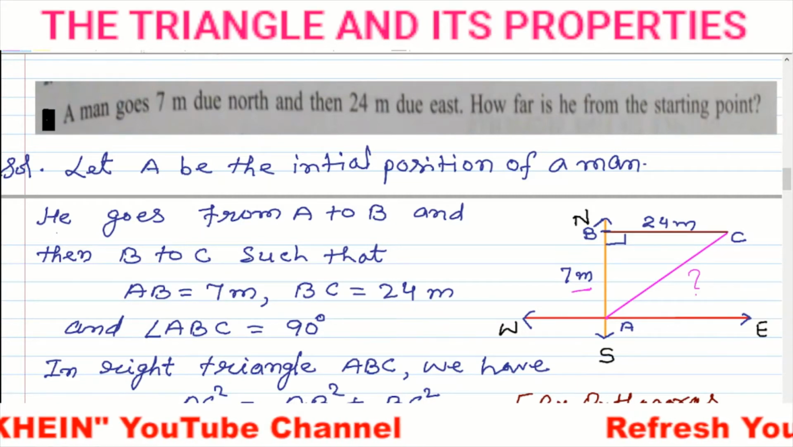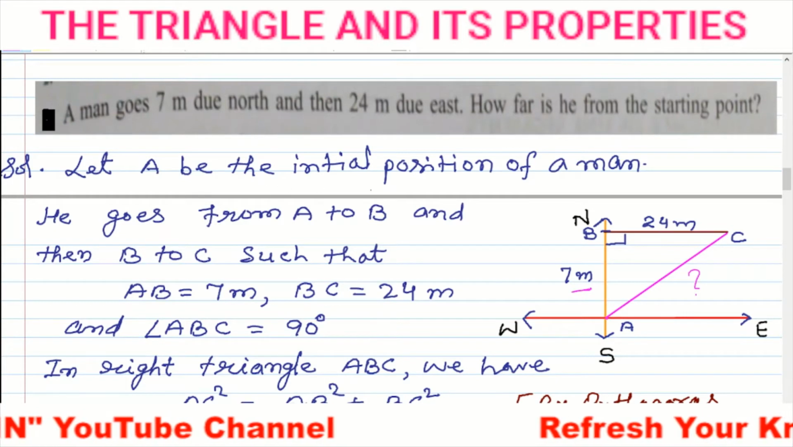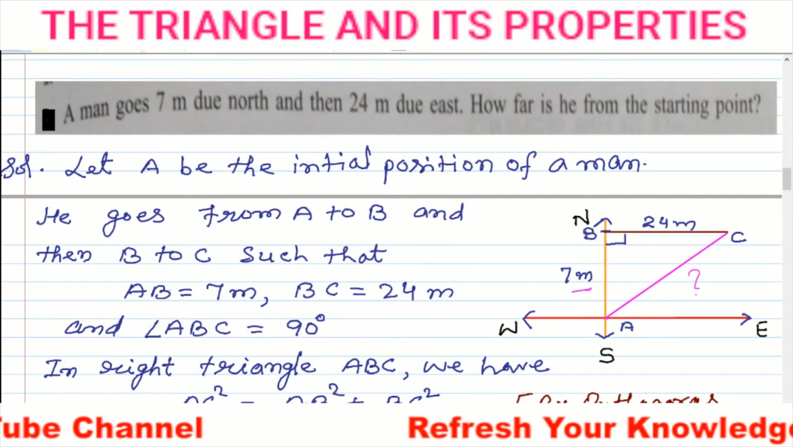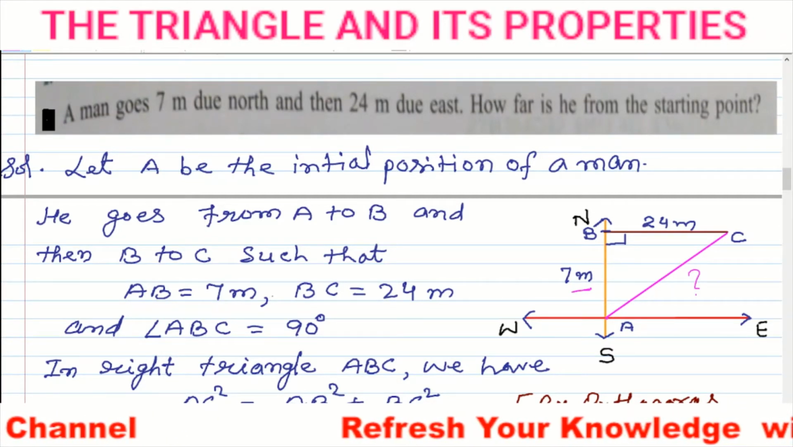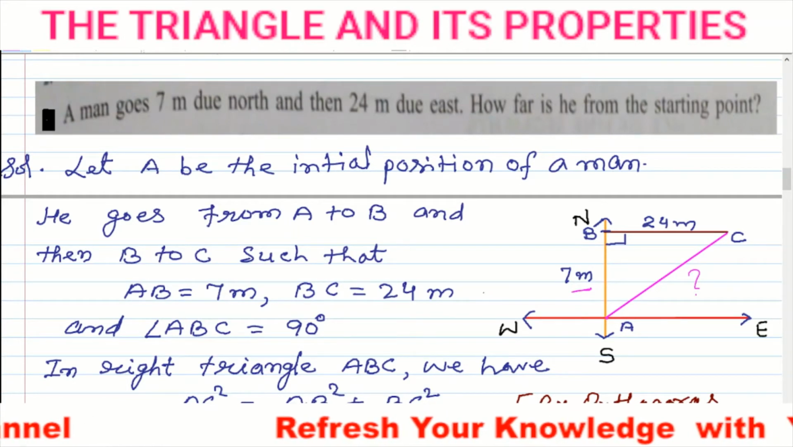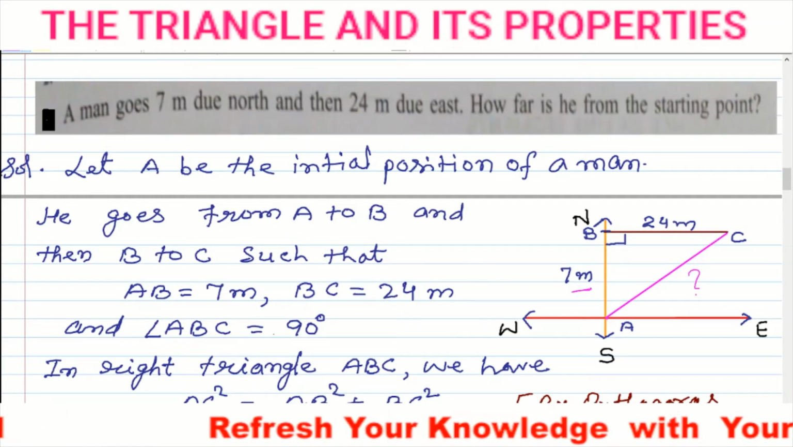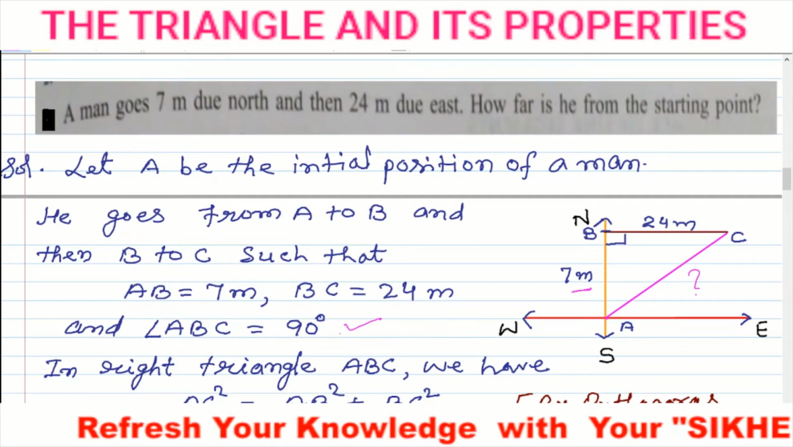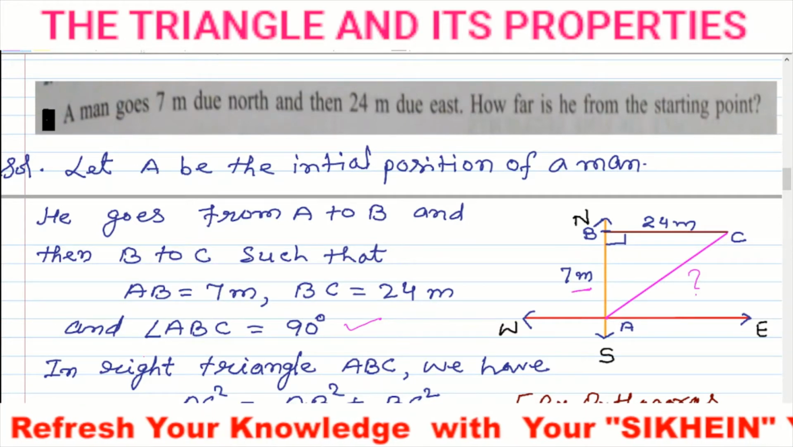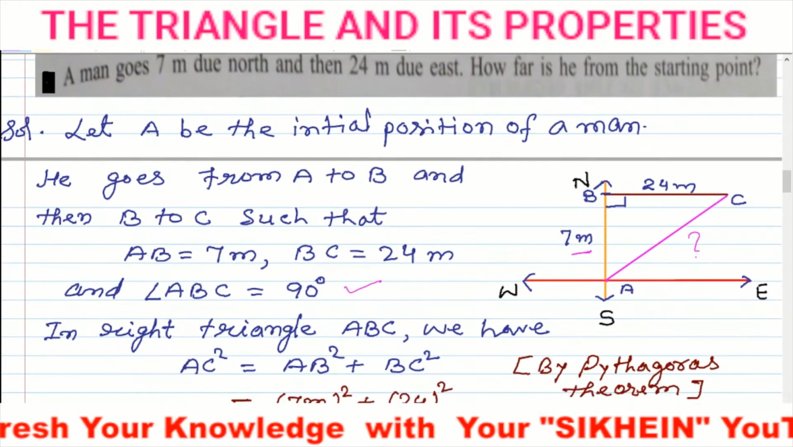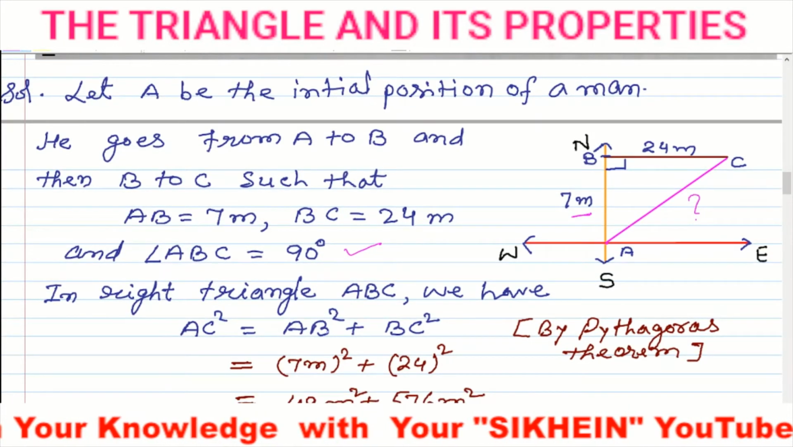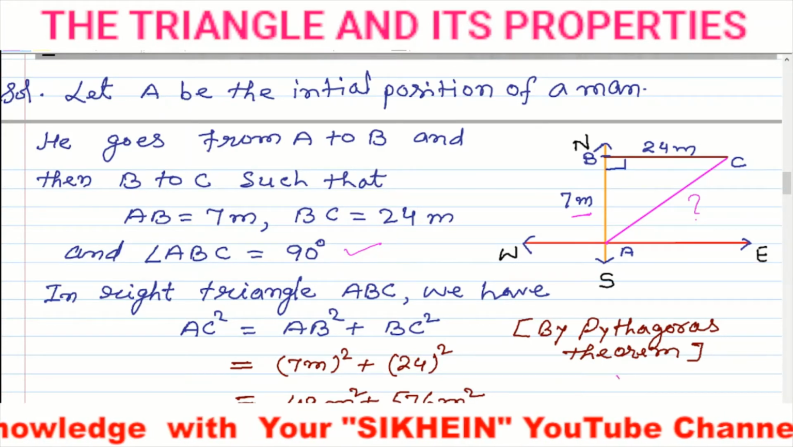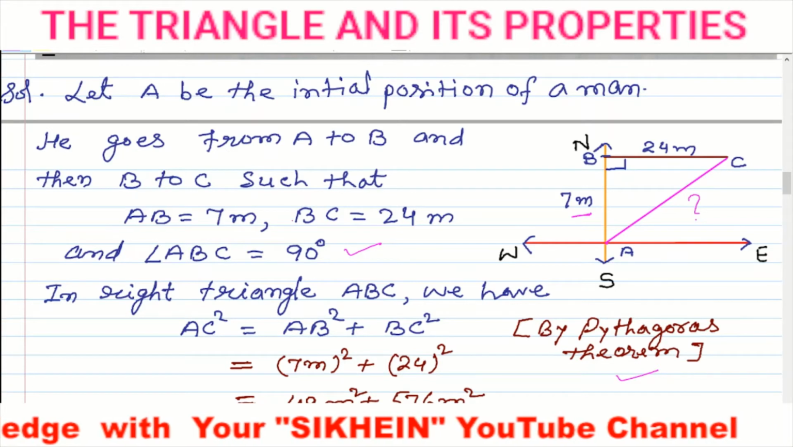Now how will you write the statement? Let A be the initial position of the man. He goes from A to B and then B to C such that AB equal to 7 meter, BC equal to 24 meter and angle ABC equal to 90 degree. It is very important. Then it will indicate that it is a right angle triangle, right? In right triangle ABC, we have AC square equal to AB square plus BC square. That is, Pythagoras has given the statement, right? Above we have discussed.